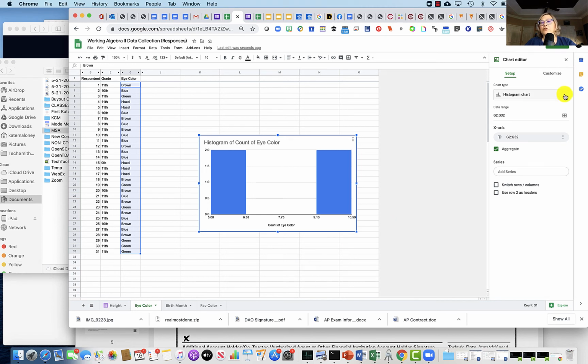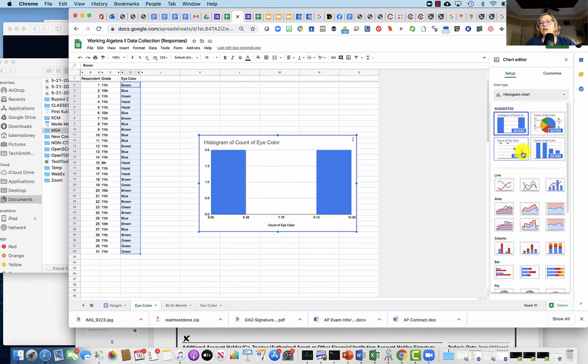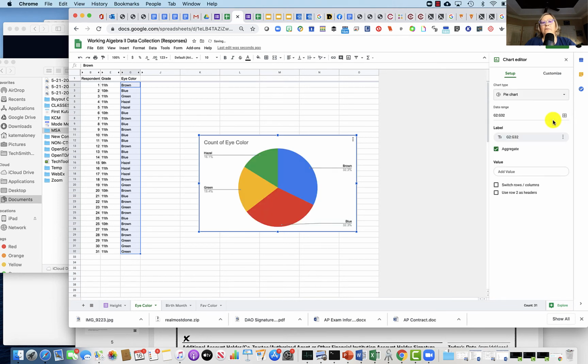So let's look at our other suggested charts. I think a pie chart is probably good. All right, so our pie chart tells us that a little more than around 30% of the population's brown, about 30% is blue, and then smaller percentages are green or hazel. And I wonder how well that matches the general population and why it might or might not match. So that's a question I'll ask you.